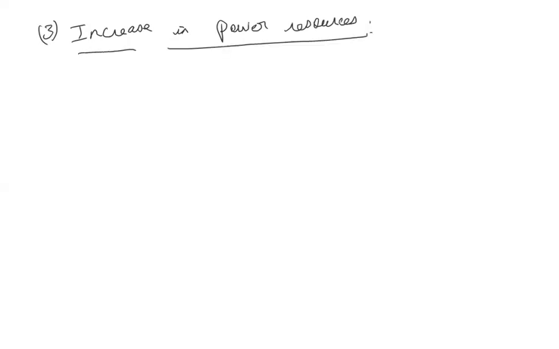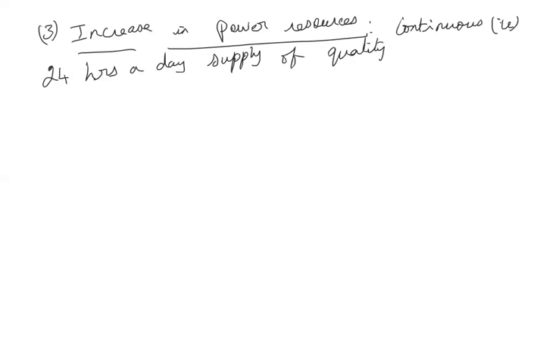Okay, then the next major problem faced by the industries is in the area of power, isn't it? So obviously, there should be an increase in power resources. The industries need a continuous supply of power, and that too quality power, with proper voltage. So a continuous 24 hours a day supply of quality power should be ensured to the industries.